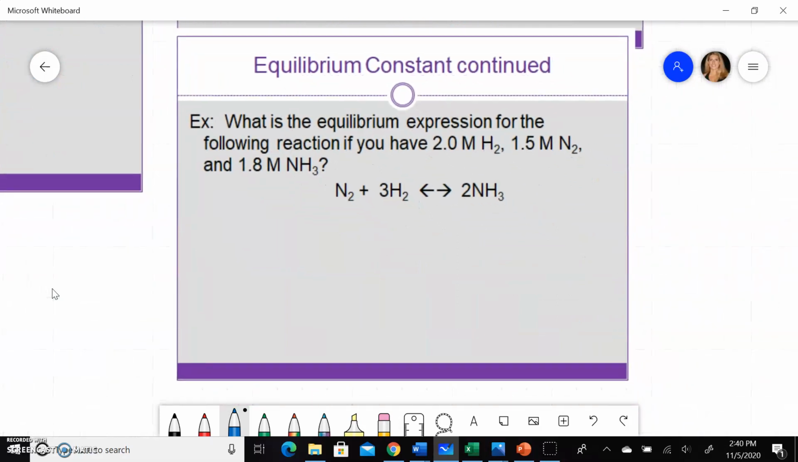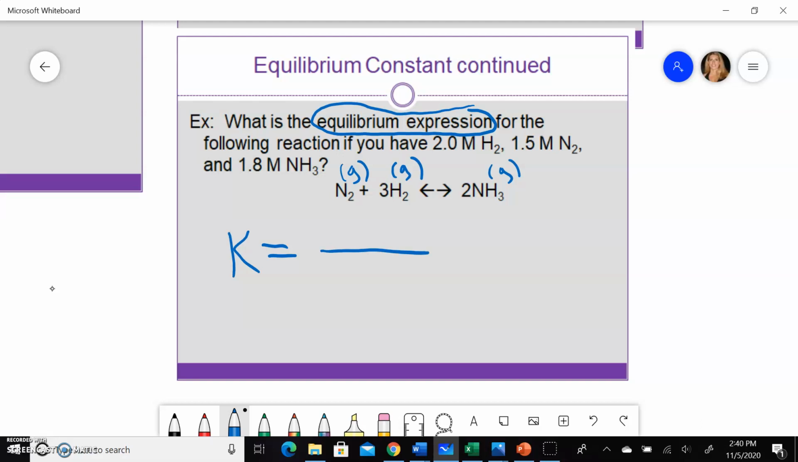All right, so here's our first example, and I didn't put the states of matter here, but I should have, so let's go ahead and add those. These are all gases. So the question says, what is the equilibrium expression? That's a fancy way to say, set up that K fraction. So you're not actually going to calculate anything yet. The first thing you're going to do is just set up the fraction. So let's say K equals, and you're going to set up your fraction line. You're going to put products on the top. So in this case, we only have one product, and it's NH3.